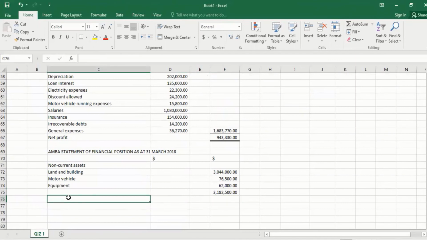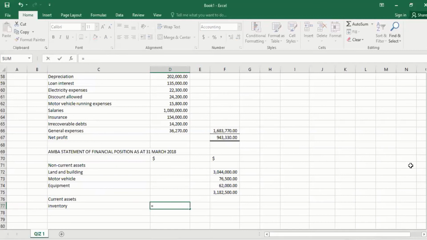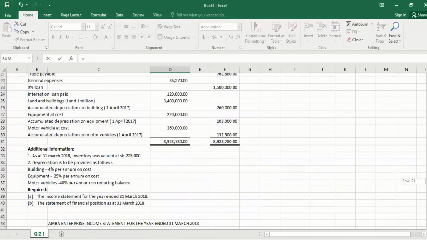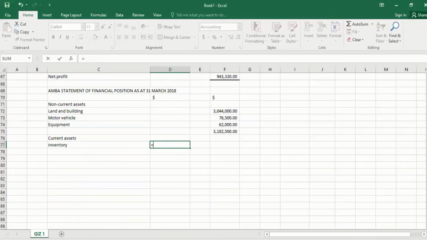Then you go to current assets. Current assets are assets available in business for, let's say, less than one year. We start with inventory. The closing inventory was 225,000. Then you have trade receivables.